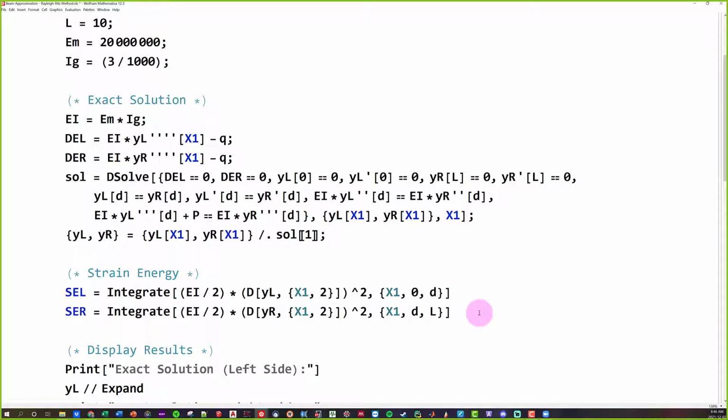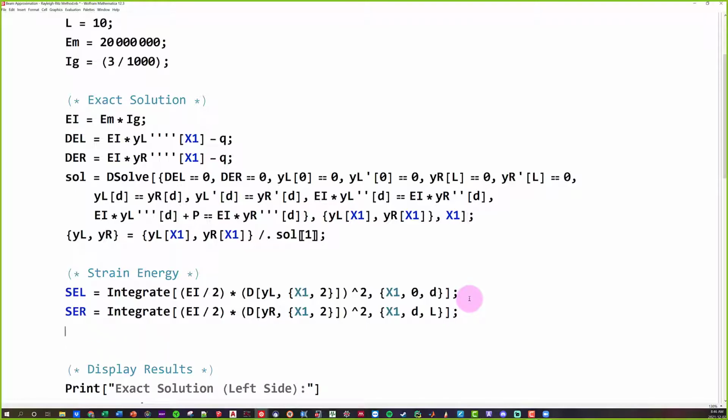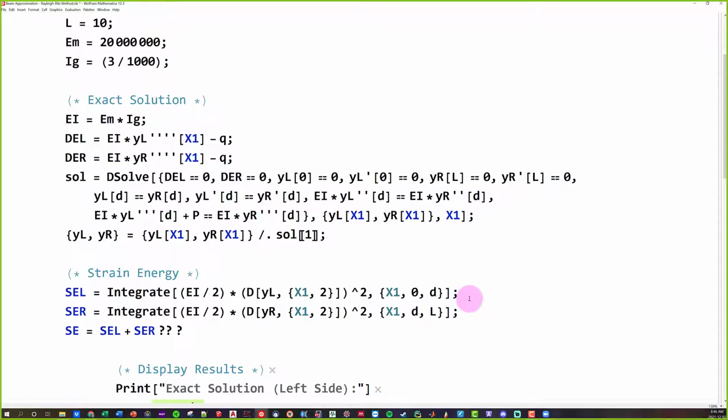Happy? Perfect. So if we have a strain energy on the left and the right, could I find the total strain energy as the left one plus the right one? What do you think? Is that good to go? Could I do that? Yeah, we can do that.